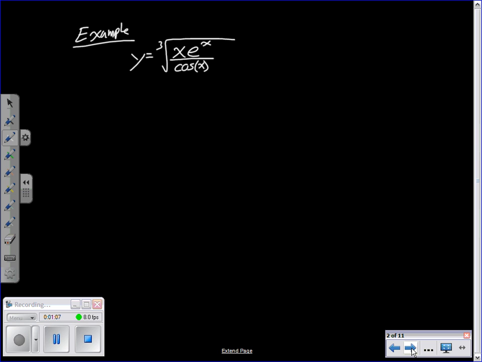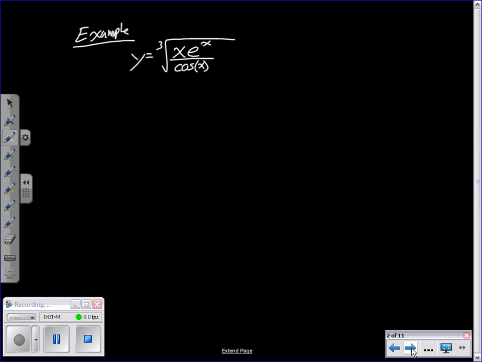So let's take y equals the cube root of x times e to the x, divided by cosine x. Could I use the chain rule to find the derivative? Absolutely, but why would you want to? Because whenever you do the chain rule, you're going to take the derivative of the outside, repeat the inside, but when you go to find the derivative of what's inside, you're going to have to use a quotient rule, plus you're going to have to incorporate a product rule into your quotient rule, and then things just get really, really messy. So what I could do is take the natural logarithm of both sides.